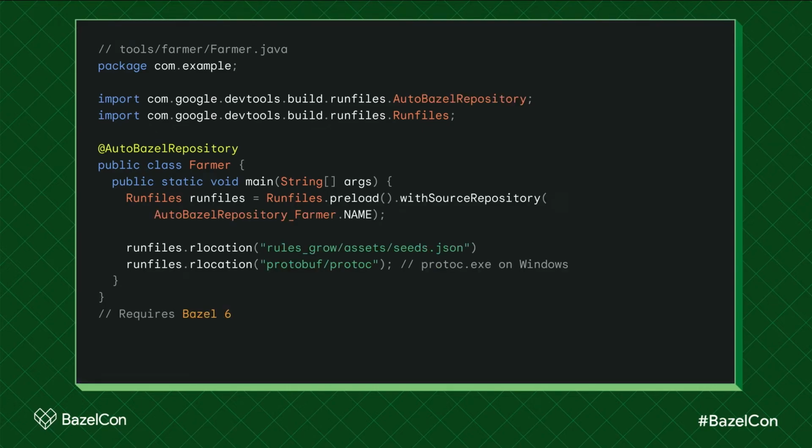Because it's Java, there is slightly more setup. So we actually came up with an annotation that you can put on your class, and that generates a class for you called AutoBazelRepository_ClassName. And with that, you can just get the Bazel repository that contains this class, which is a weird operation if you think about it, but it's what makes Runfiles libraries tick. And then there's a fluent interface to construct a Runfiles object that you can then use to look everything up. As I said, this requires Bazel 6.